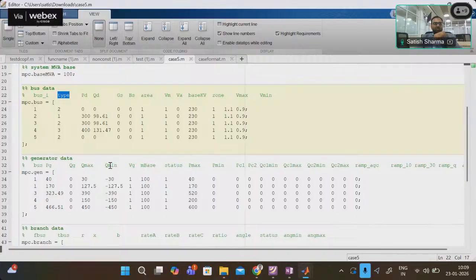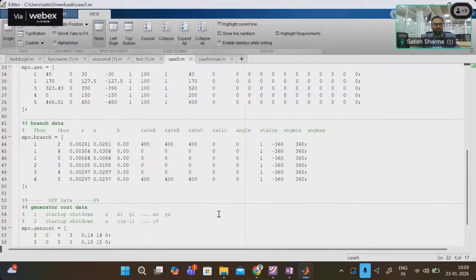So this is PD and QD. Then base KVA, and the maximum voltage is 1.1 and 0.9 is the minimum voltage level which is allowed. Then for generator data, three generators are connected at bus 1, 3, 4, 5. Then Pmax is 40, 170, 520 and so on. So this information is given. Minimum is 0.